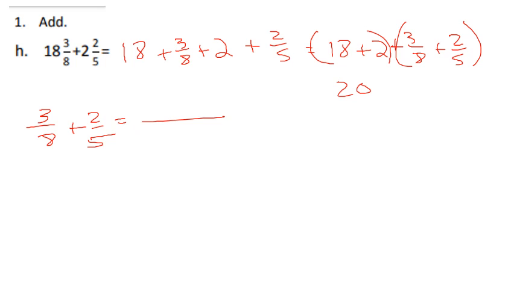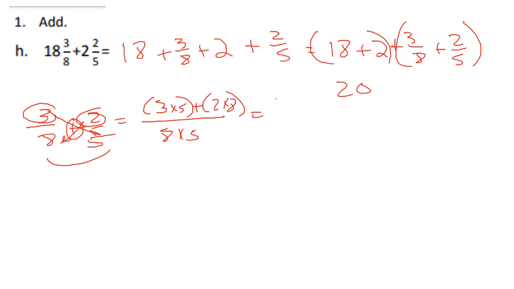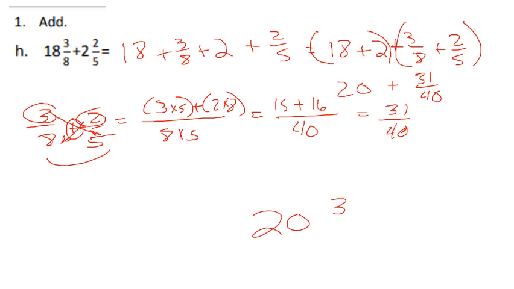Using our smiley face, we know we have 8 times 5, 3 times 5, plus 2 times 8. This is going to give us 15 plus 16 over 40, which gives us 31 40ths. So when we add that to our whole number, our answer ends up being 20 and 31 40ths.